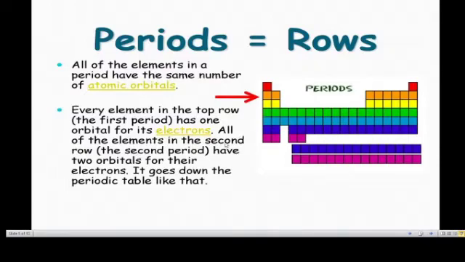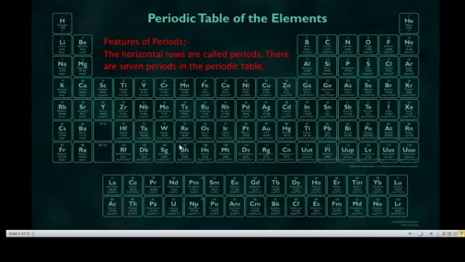All of the elements in the second row, that is the second period, have 2 orbitals for their electrons. It goes down the periodic table like that. This is the periodic table of the elements.